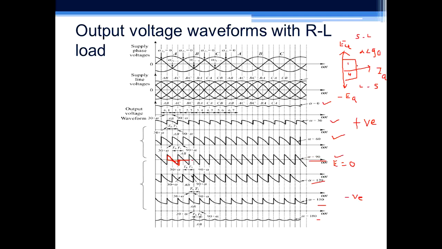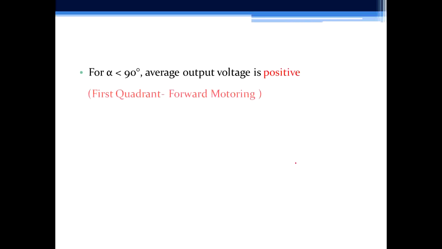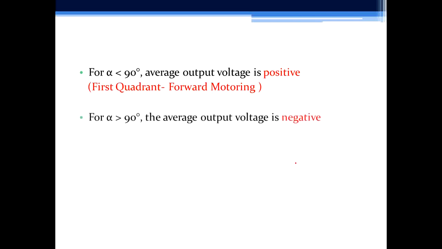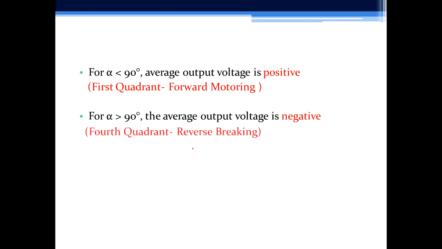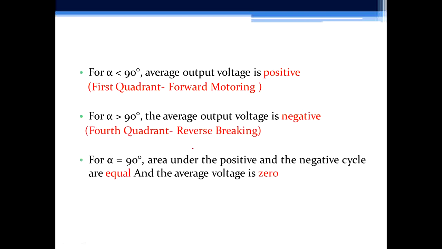In the first quadrant, this is called forward motoring, and the fourth quadrant is called reverse regeneration. Here power flows from load to the source. And if you draw the current here, you can say that current will be continuous in nature. So this current will be indicated by IA here. So we can say that for alpha less than 90, we get first quadrant forward motoring. For alpha greater than 90, we get negative voltage, that is fourth quadrant reverse braking. For alpha equals 90, the output voltage is 0, that means the motor will not run.